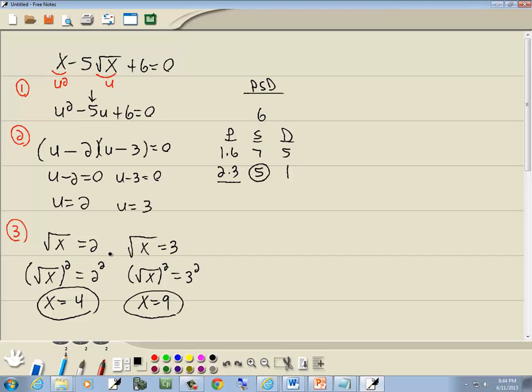Now remember, when you raise both sides to a power, you have to check your answers. So I'll take this 4 and plug it into my original problem. If I put 4 here and put 4 here, well, square root of 4 is 2, so we've got 5 times 2 is 10. 4 minus 10 gives us negative 6 plus 6. That checks. Now if I put 9 in here, square root of 9 is 3, so we've got 5 times 3 is 15. 9 minus 15 is negative 6 plus 6 gives us 0. So those are both our answers.